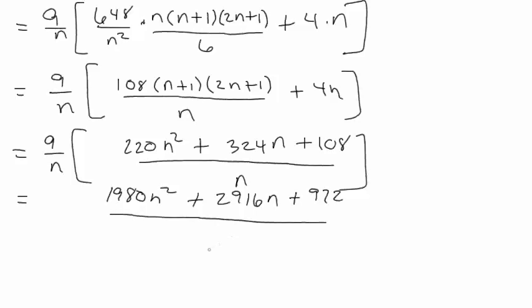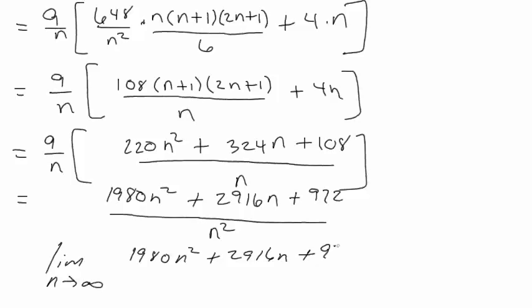Anyway, whatever. n times n is n squared. Then we want to take the limit. We got 1980 n squared plus 2916n plus 972. Is that right? 9 times 108 is 972. I guess so.